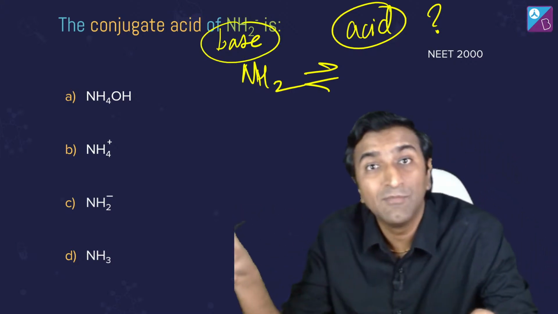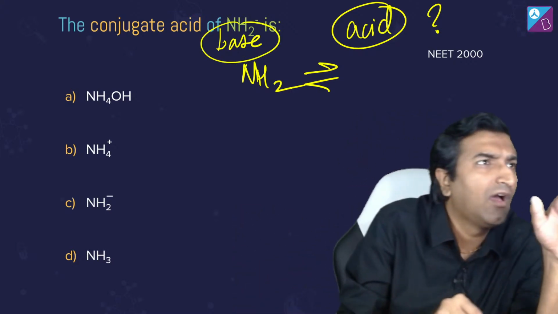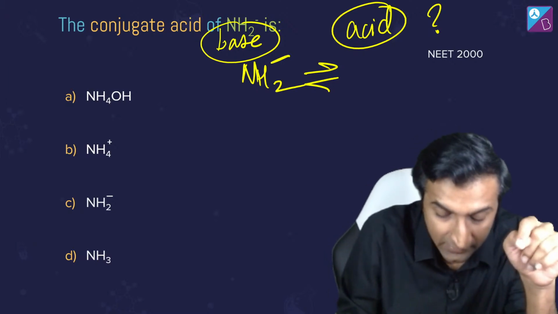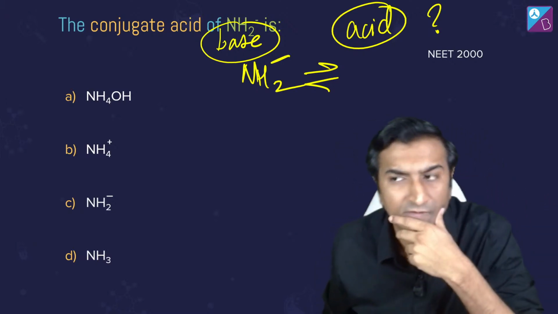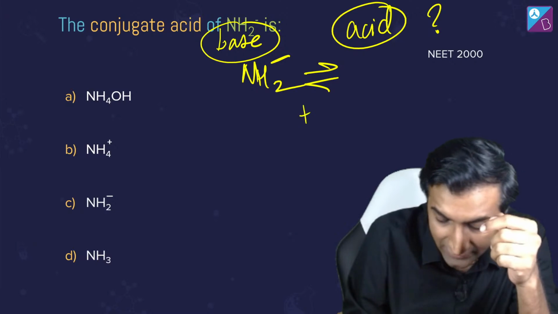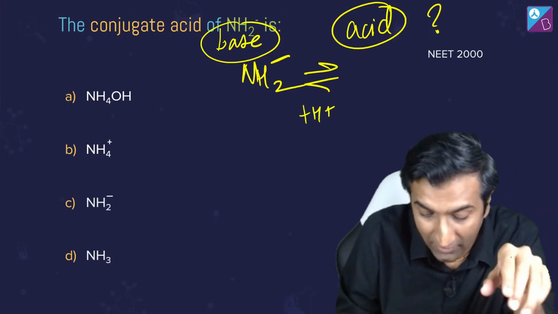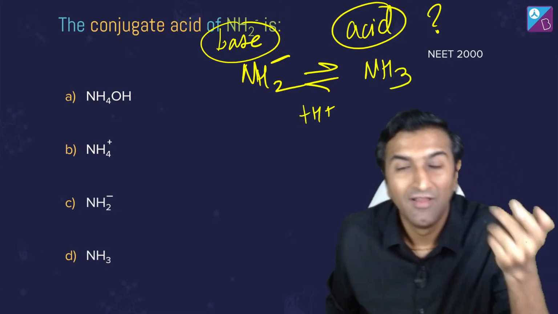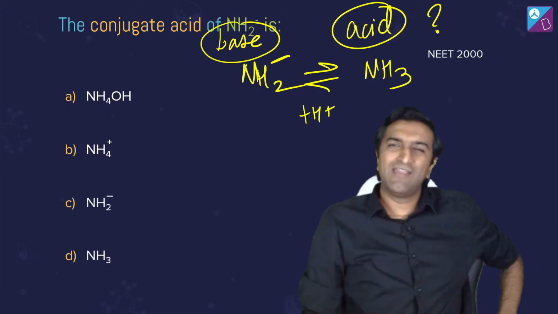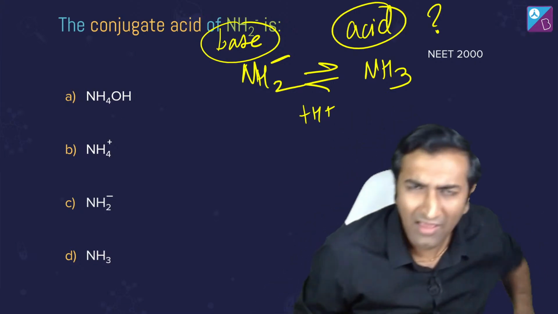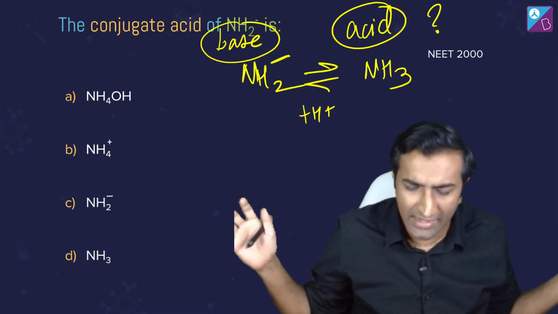अब ये बेस की तरह कैसे बिहेव करेगा? It will accept H plus. अच्छा, तो I will add H plus to this guy. If I add H plus to this guy, बन जाता है तुम्हारा अमोनिया. अब भाई अमोनिया एसिड कब से होने लगा? नहीं होता है. I agree, नहीं होता है.